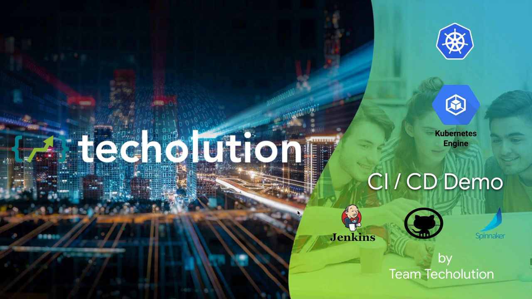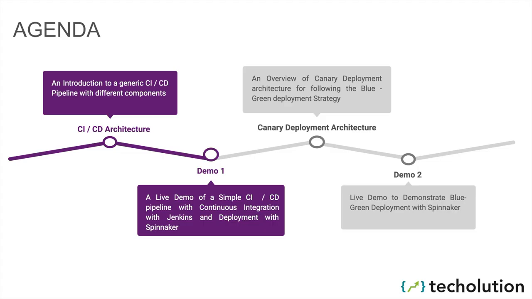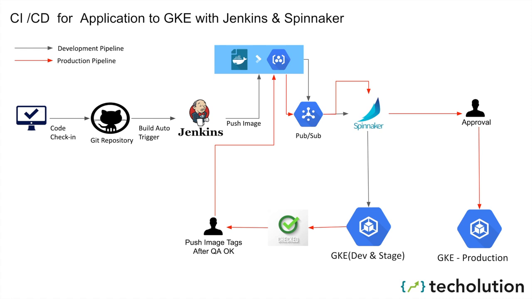Good morning, everyone, and welcome to a demo on continuous integration and continuous deployment of an application to GKE with Jenkins and Spinnaker. As a part of this demo, we'll be talking about how we can deploy our applications seamlessly to GKE with the help of the continuous integration tool Jenkins and the deployment tool Spinnaker, which is very widely used for the CD process.